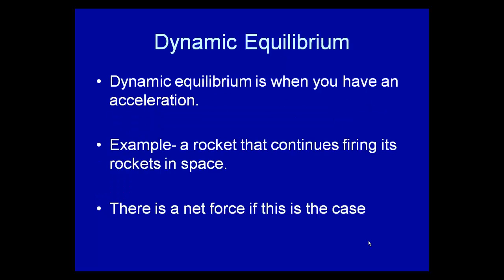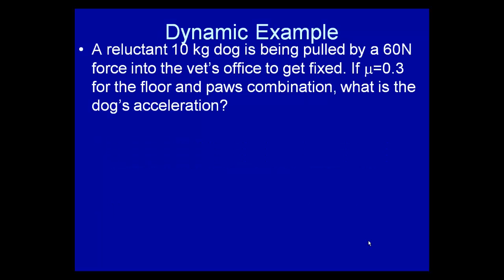Now, dynamic equilibrium is when you have an acceleration, when you're physically accelerating. So an example would be a rocket that continues firing its rockets in space. There is a net force in this case, so the object's going to accelerate. So let's look at a dynamic example. A reluctant 10 kilogram dog is being pulled by a 60 Newton force into the vet's office to get fixed. If mu is equal to 0.3 for the floor and the paw's combination, what is the dog's acceleration?